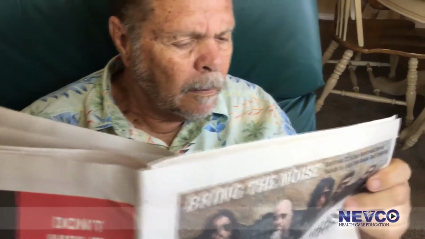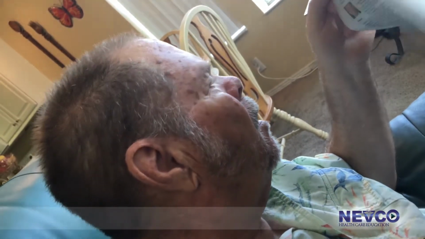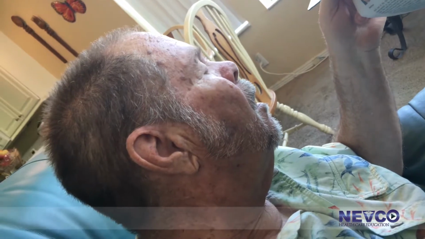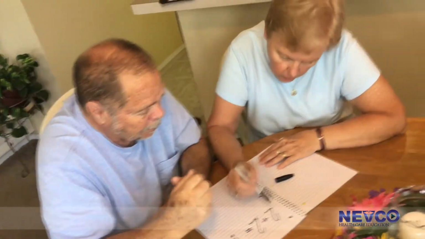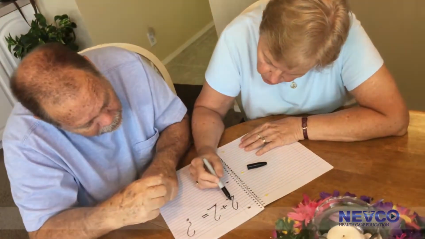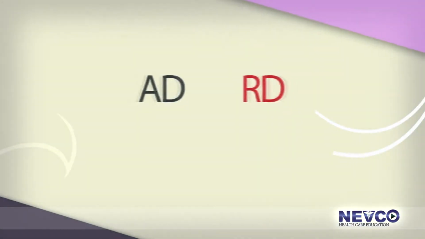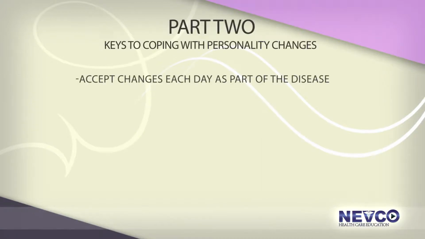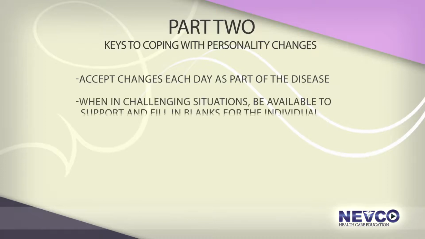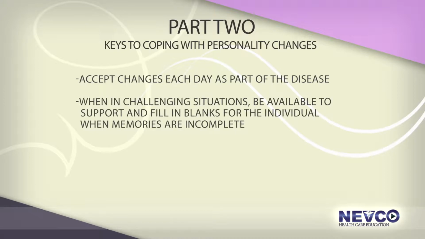It's important to educate the family caregiver that the disease is the cause of these behavioral changes. Acceptance of these changes as part of the disease promotes understanding between the client, family caregiver, and healthcare provider. Keys to coping with personality changes brought on by Alzheimer's disease include: accept changes each day as part of the disease. When in challenging situations, be available to support and fill in blanks for the individual when memories are incomplete.